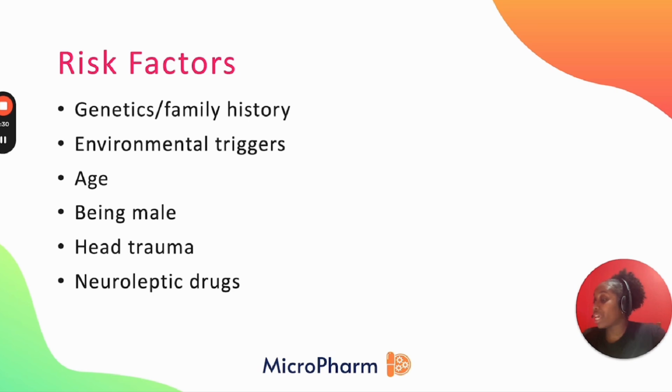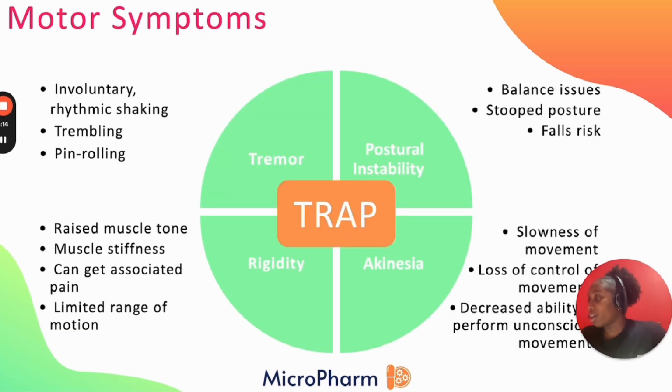The average age of onset is about 60 years old, and as I mentioned earlier, it's a more common condition in the elderly. I've also mentioned that being male puts you at a higher risk of developing Parkinson's. Although it's not 100% certain, it is thought that head trauma, like blows to the head, may increase a person's risk of developing Parkinson's disease, but not everyone who has had a head trauma will develop Parkinson's. And then also some neuroleptic drugs, like antipsychotics, can cause pseudo-Parkinson symptoms like tremors and shakes. So that's a brief background to Parkinson's.